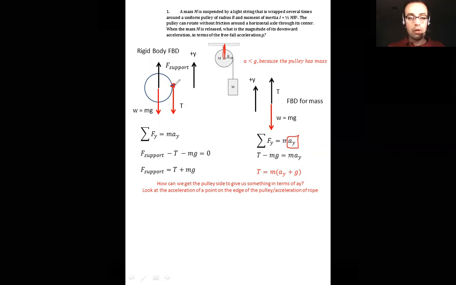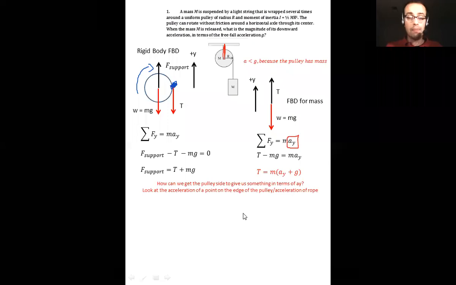Let's do this in blue. We're interested in what's going on, the acceleration of the string at this particular point, which is going to be equal to the angular acceleration of this block. So even though it's not accelerating in a linear sense, this thing is going to start spinning around. That's what a pulley does. That's kind of the point of a pulley. So if we look at the acceleration of a point on the edge of the pulley and the acceleration of the rope, that's going to give us something expressed in terms of a sub y.